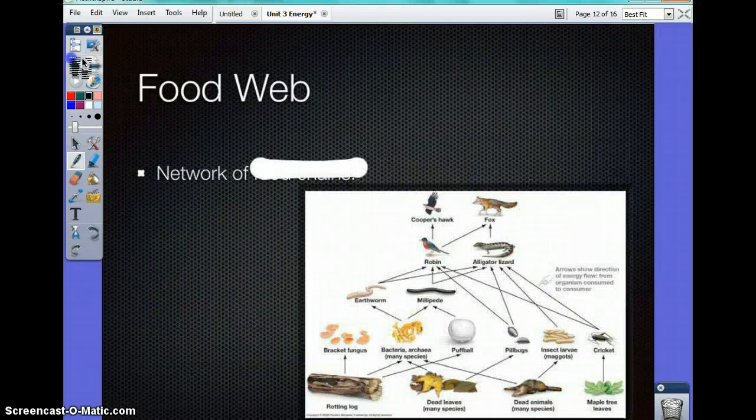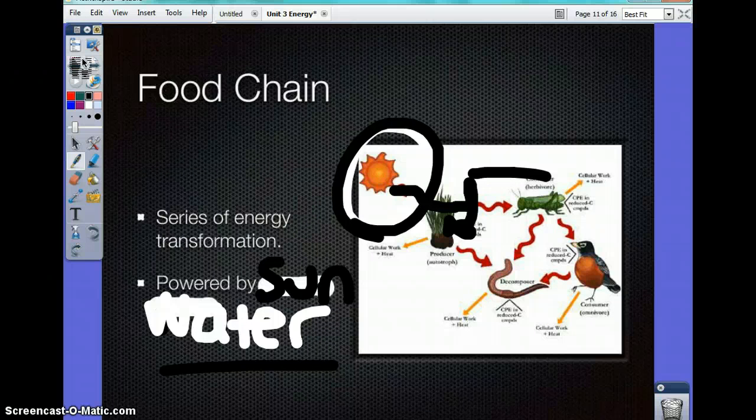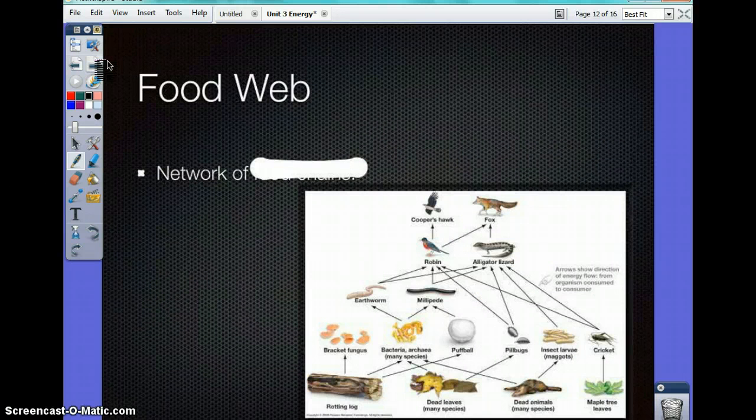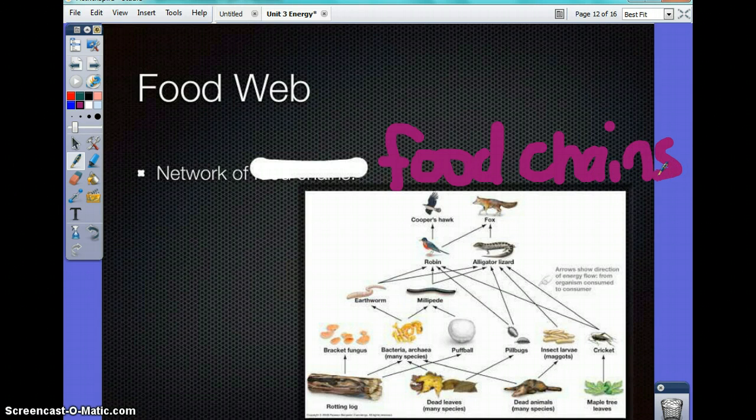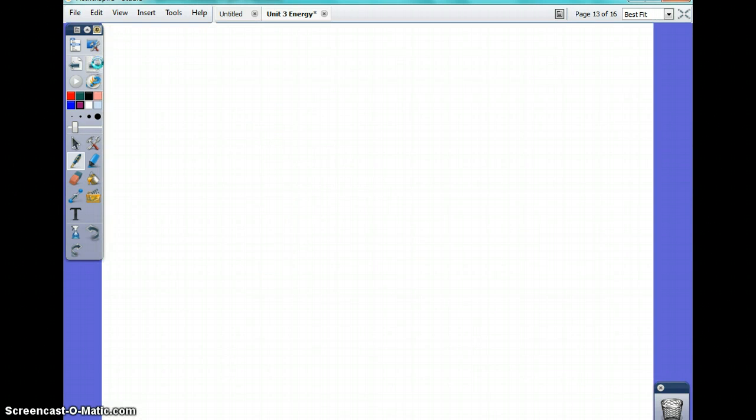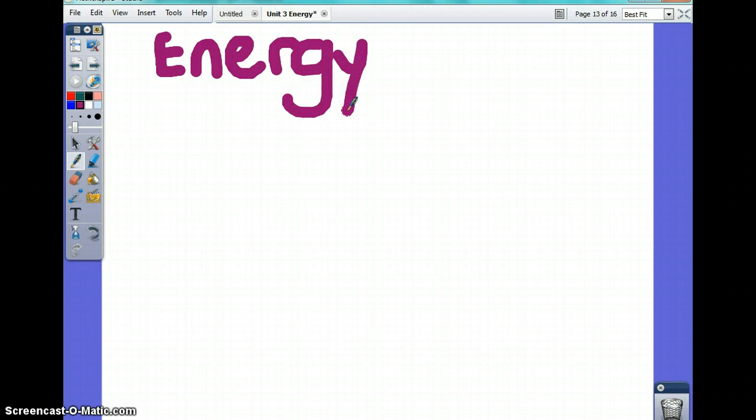And then what's a food chain? It's a series of energy transformations. And what's a food web? It's a network of food chains. On the slide, it's energy transformation. And just put trans.